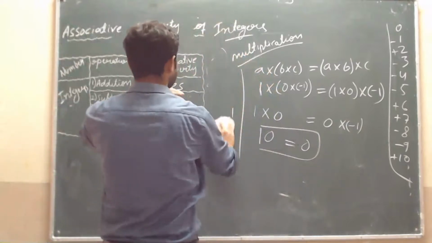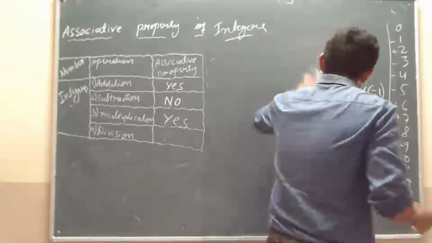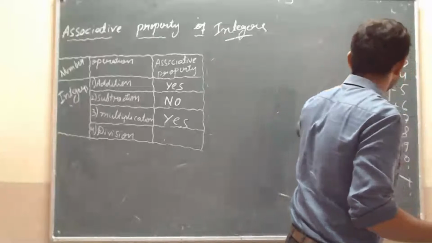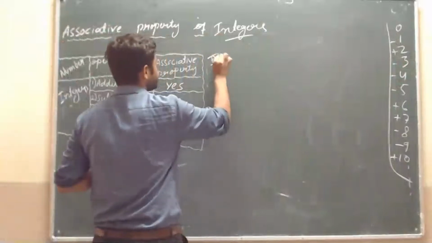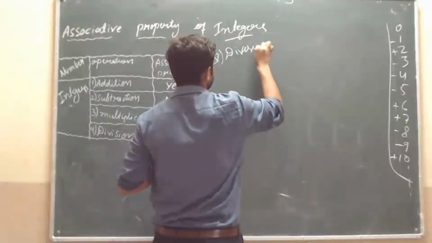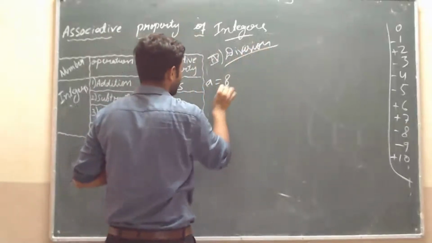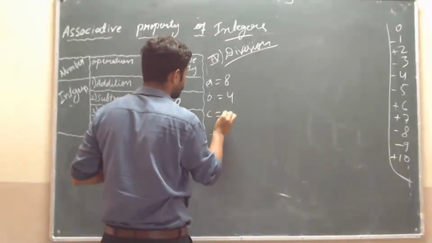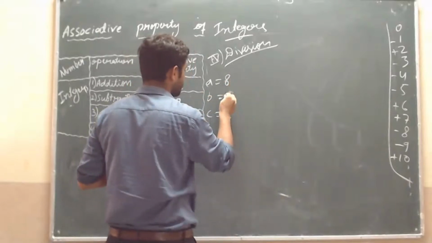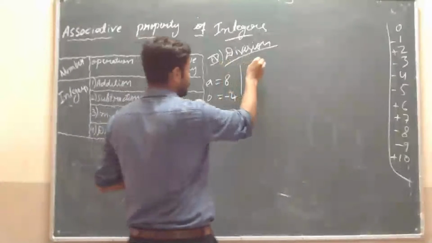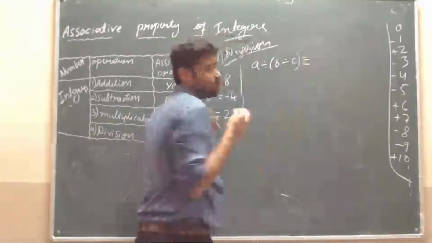Last one we have to check for division. Division. A is equal to 8, B is equal to 4, and C is equal to 2. Okay, I will take -4. Just substitute these values where it is A divided by B divided by C. It must be equal or not equal.